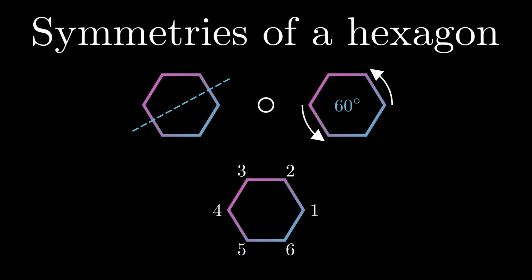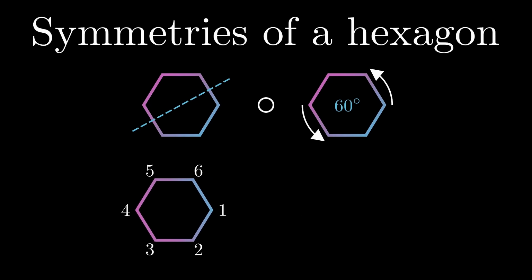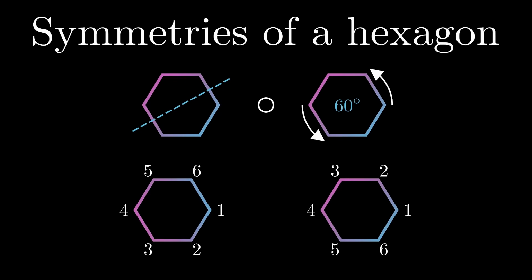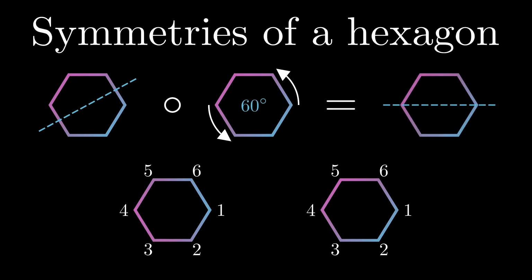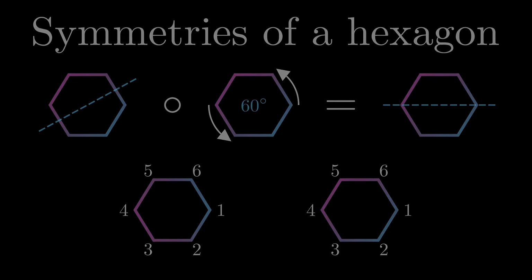For example, first rotating by 60 degrees and then reflecting the hexagon results in the same symmetry as reflecting the hexagon along a different axis. This means that we have an operation that combines 2 symmetries into another symmetry. A structure with such an operation is called a group.